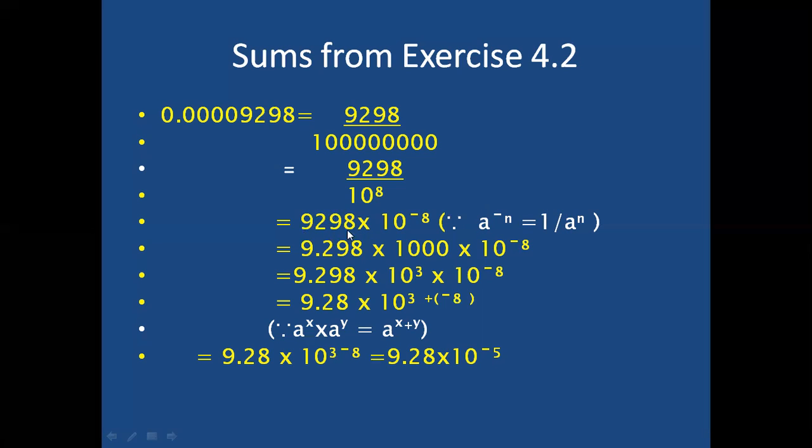Now this is 9298. So in 9000, take out 1000 from that. It means separate it, not remove it. Take out 1000 from this. Then you can represent this number as 9.298 into that 1000 into 10 to the power of minus 8. How will we represent 1000 in exponential form? 10 cube, because how many zeros are there? 3 zeros. So the exponential form is 10 cube. So 9.298 into 10 cube into 10 to the power of minus 8.